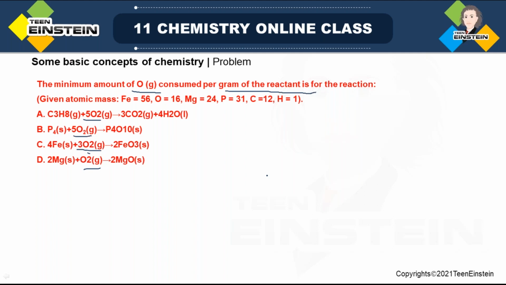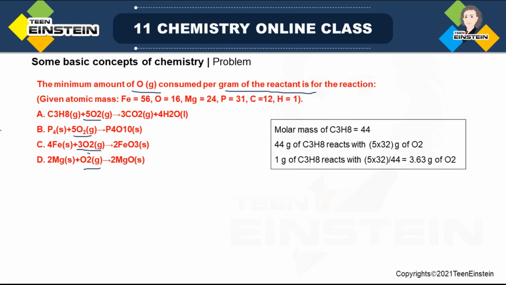By reactant, it means it will be propane for option A, P4 for option B, iron for C, Mg for D. So per gram of reactant, in which case the minimum amount of oxygen is consumed, that you have to choose as the correct option. Atomic masses are given for all the elements present.